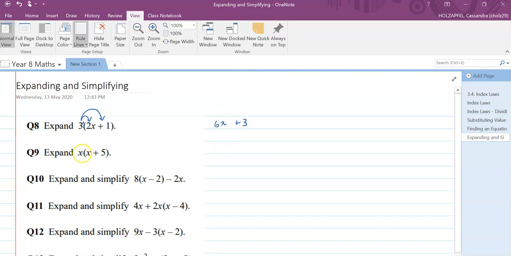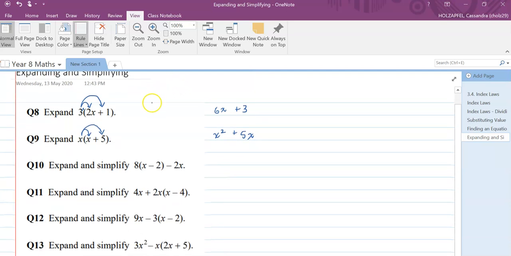All right, let's do the same thing for this one now. So again, we're going to distribute this x across these values. So each value has to be multiplied by x. So this is going to become x times by x squared, plus x times by 5. So that's going to become 5x.